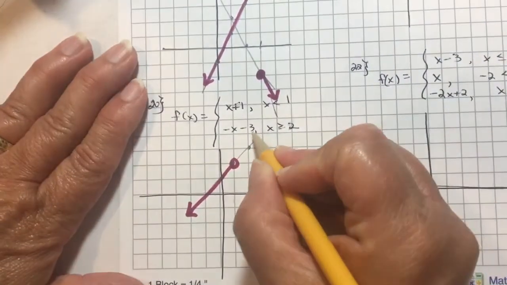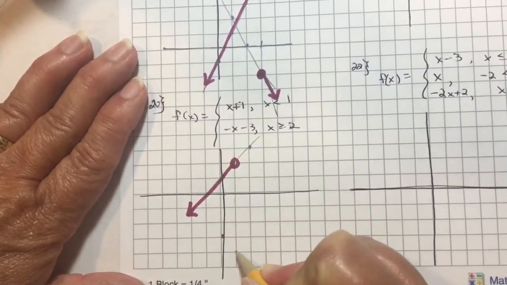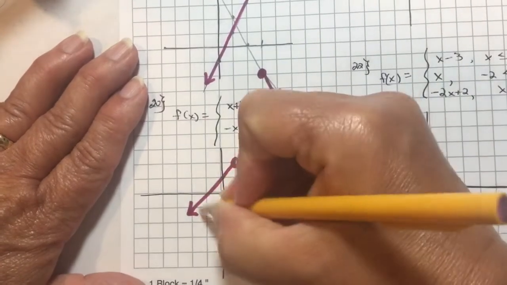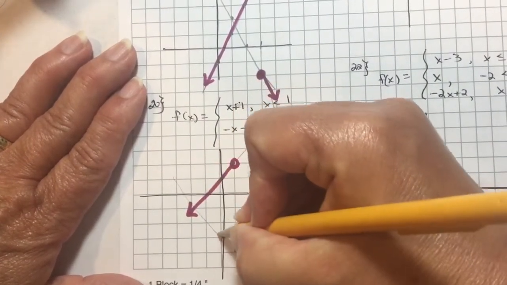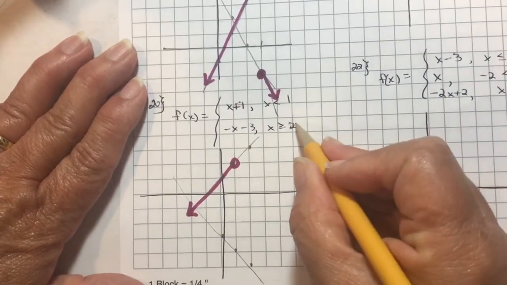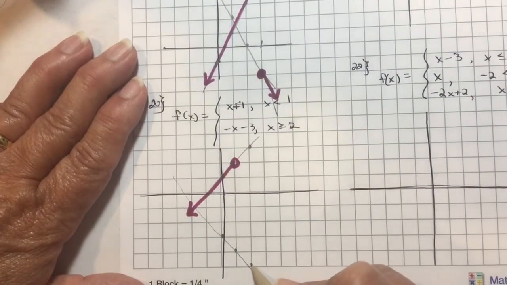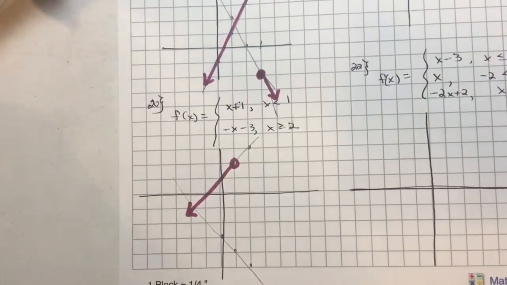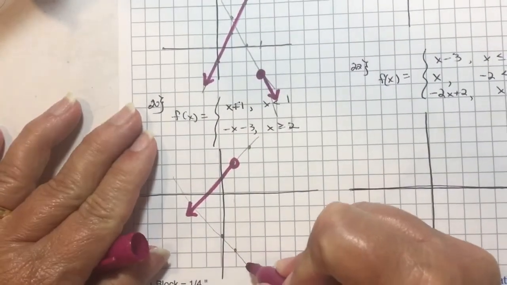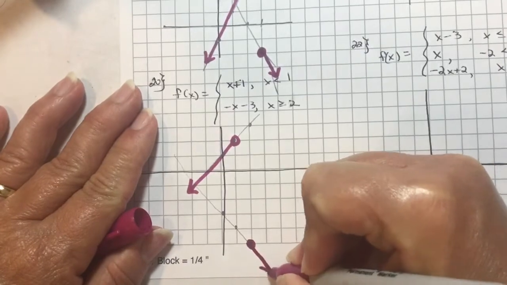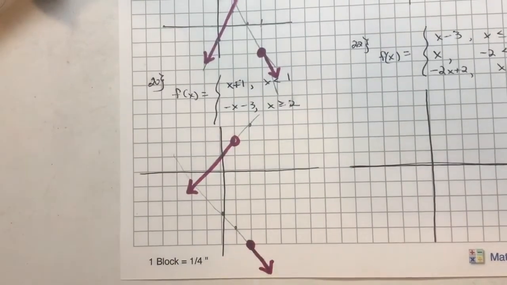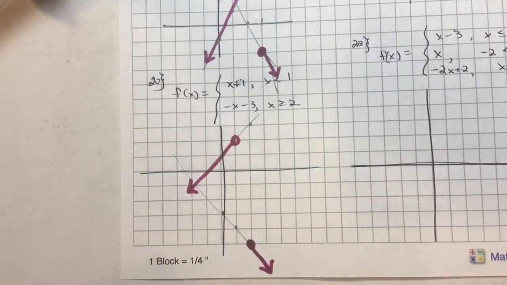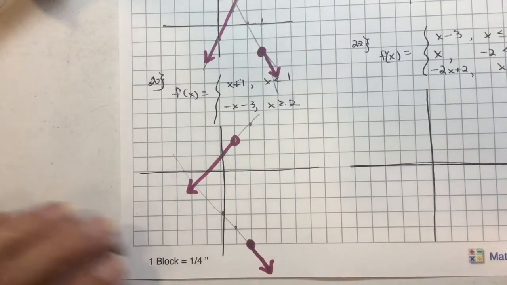The second piece has a y-intercept of -3 and a slope of -1, down 1 over 1. And we want this piece from the 2 greater. So we're going to actually want it from here, from the 2, and then everything to the right. So there's a pretty big gap in there.